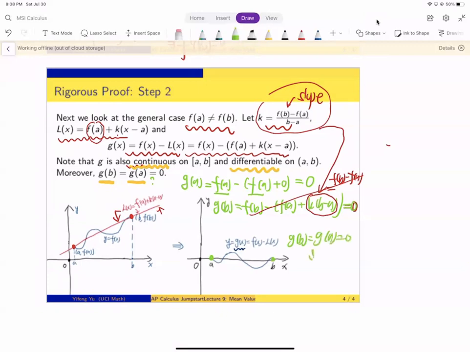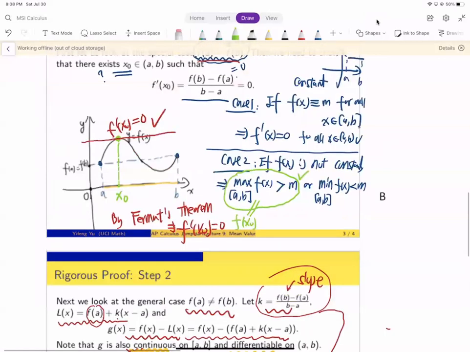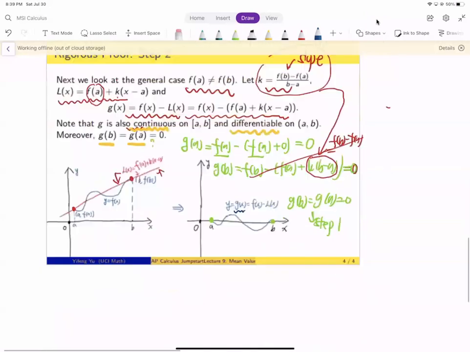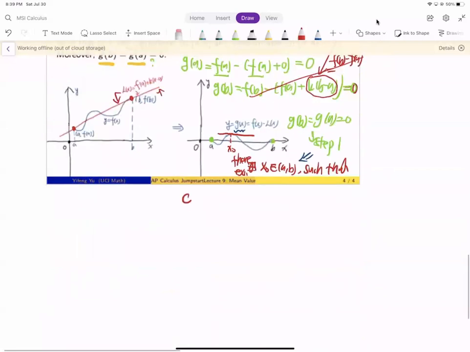Now this goes to what? This goes to step 1, because step 1 says, all right, we already showed, right? If I have these two things the same, then there's a point between them where the derivative is 0. All right, so by step 1 there exists a point x0, which is between a and b, such that the derivative g'(x0) equals 0. So this is from step 1.